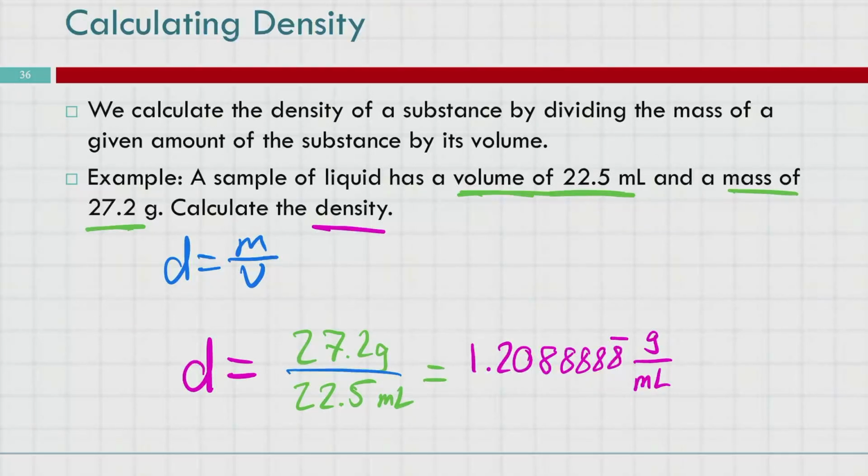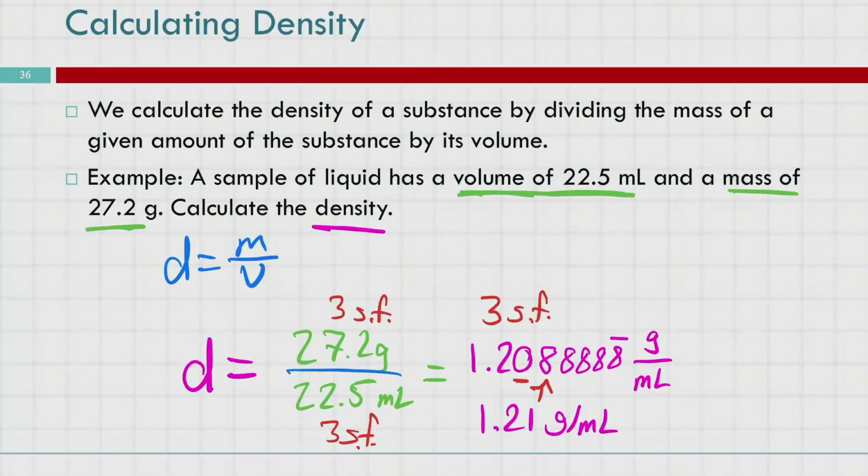Is this our final answer? No, it wouldn't be. Why not? Significant figures, SF. So the two numbers that we put in, 27.2, 22.5, these each have 3 significant figures. So we would expect 3 significant figures out for our answer. So 1.2, round that 0 up, 1.21 grams per milliliter.